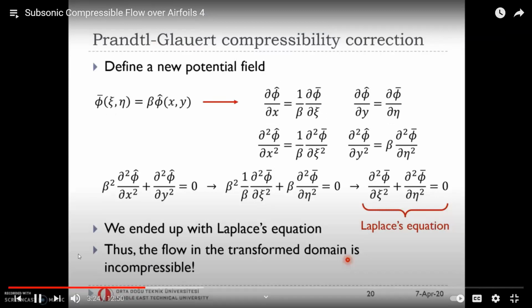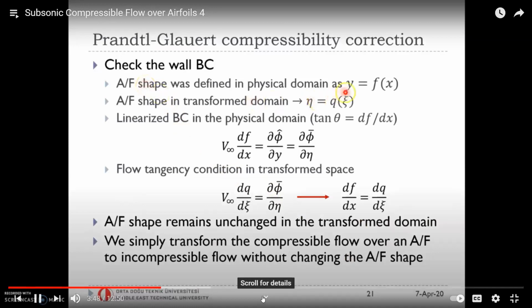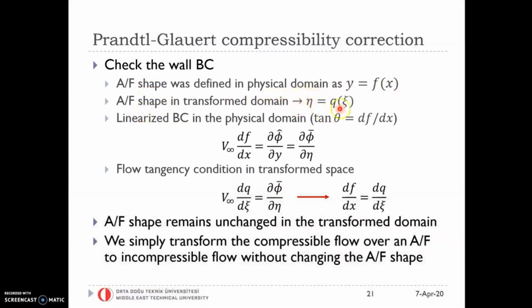To make sure that we are still talking about the flow around the same shape, the same airfoil, we can check the wall boundary condition. If we have the same wall boundary conditions in both domains, it means that we are working with the same airfoil in both domains. So let's start looking at that. The airfoil shape was defined in the physical domain as y equals some function of x, f(x). And then in the transformed domain, let's define eta as a function q of xi.